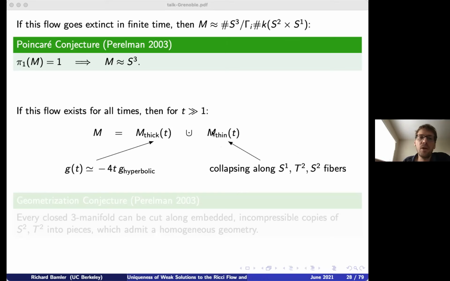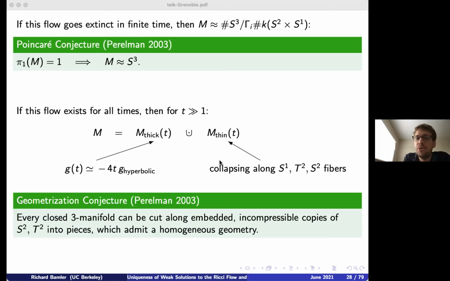By analyzing this thin part further, it was then possible to deduce the geometrization conjecture, which essentially stated that we can cut every 3-manifold along embedded and incompressible copies of S2 and T2 into pieces which admit a homogeneous geometry. Just in a nutshell, this is how the Ricci flow was used. In the finite time extinction case, we would more or less get the Poincaré conjecture. And in the immortal case, where the flow exists for all times, we would see the other geometric pieces.